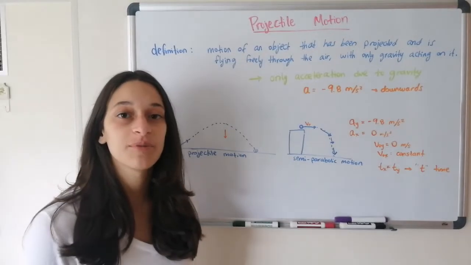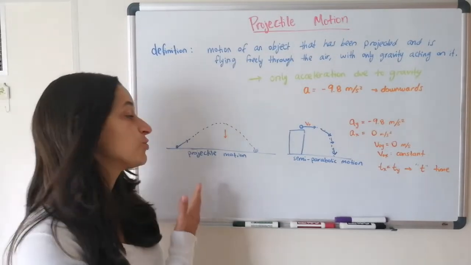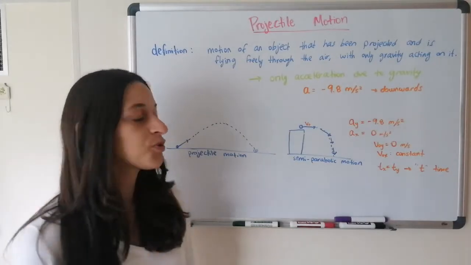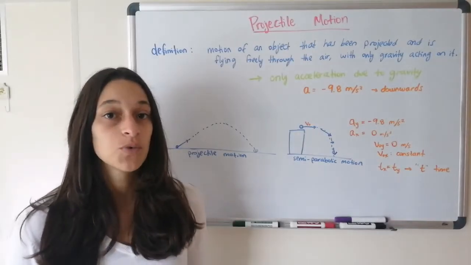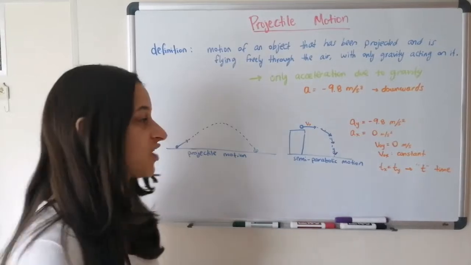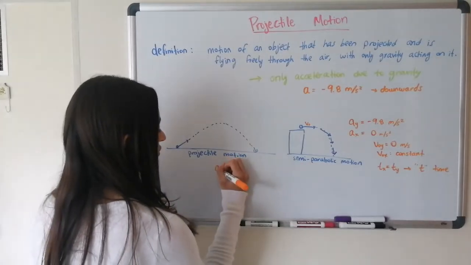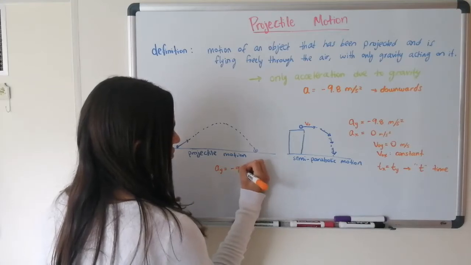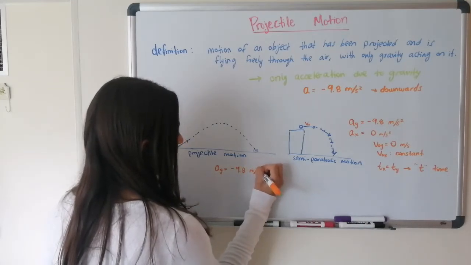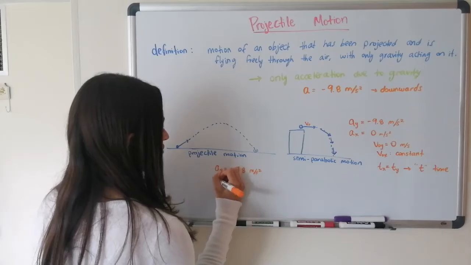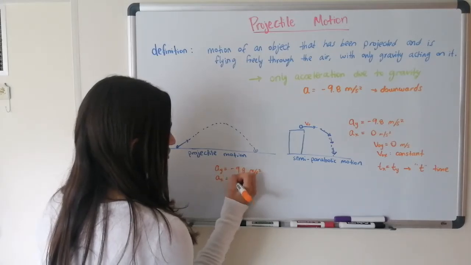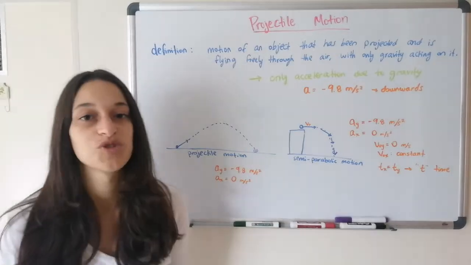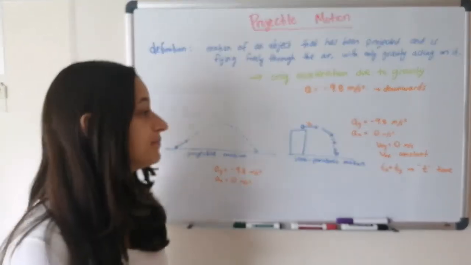Now that we've seen semi-parabolic motion, let's move on to projectile motion. So what is the same in between projectile motion and semi-parabolic motion? Well, first, the accelerations are the same. So again, we only have acceleration due to gravity, so it's only vertical acceleration, and it's negative 9.8 meters per second squared, and the acceleration in the horizontal direction, as always, is 0. So that stays the same, doesn't matter which problem we're looking at.